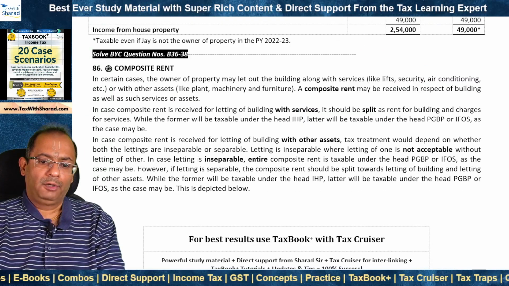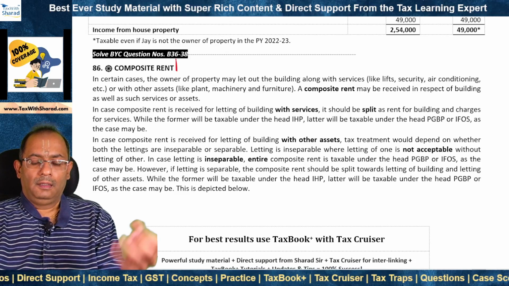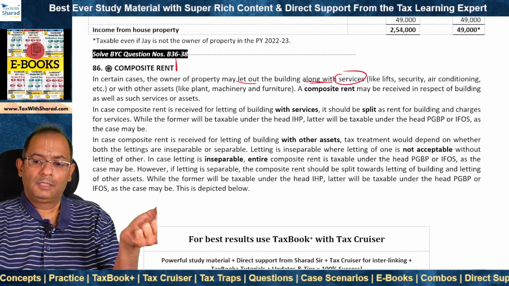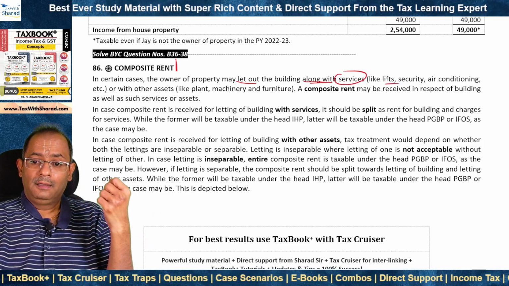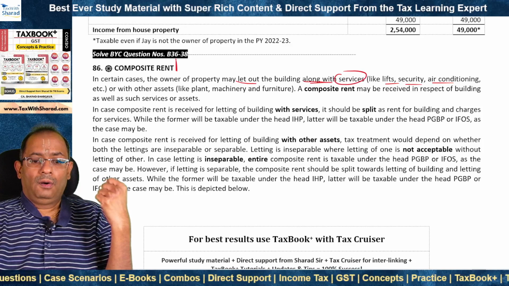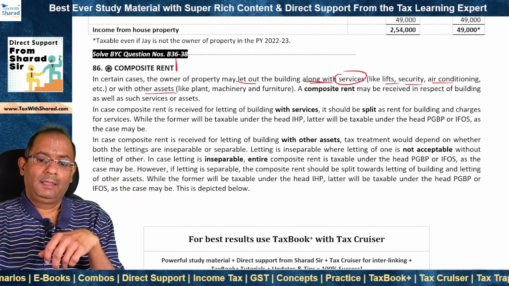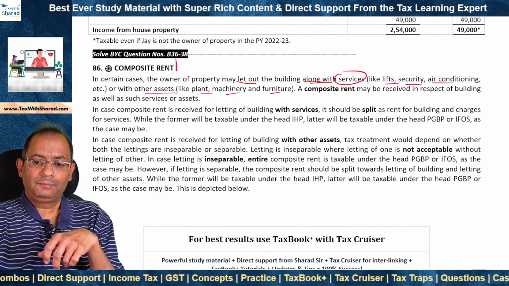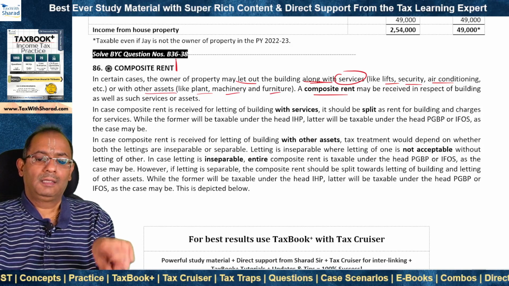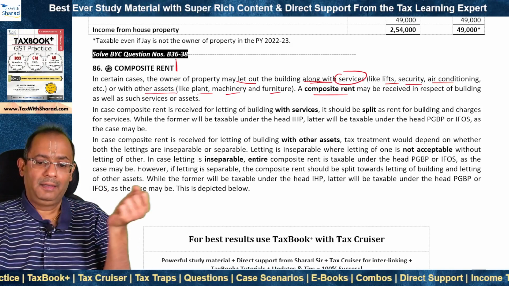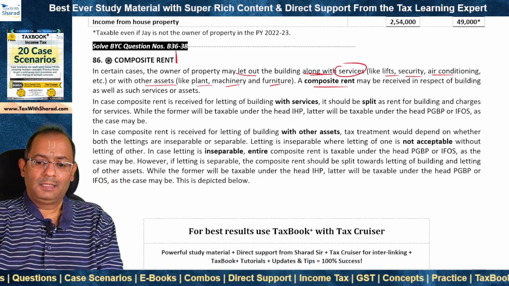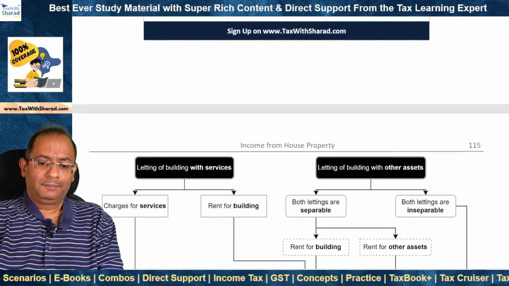We now look at the tax treatment of composite rent. Now in certain cases, the owner of property may let out the building along with services like lifts, security, air conditioning, etc., right? Or the building may be let out with other assets like plant, machinery, furniture. And a composite rent may be received in respect of the building as well as such services or assets. Composite rent means combined rent, right? Now what is the tax treatment where a composite rent is received in such cases? Let's look at the chart.